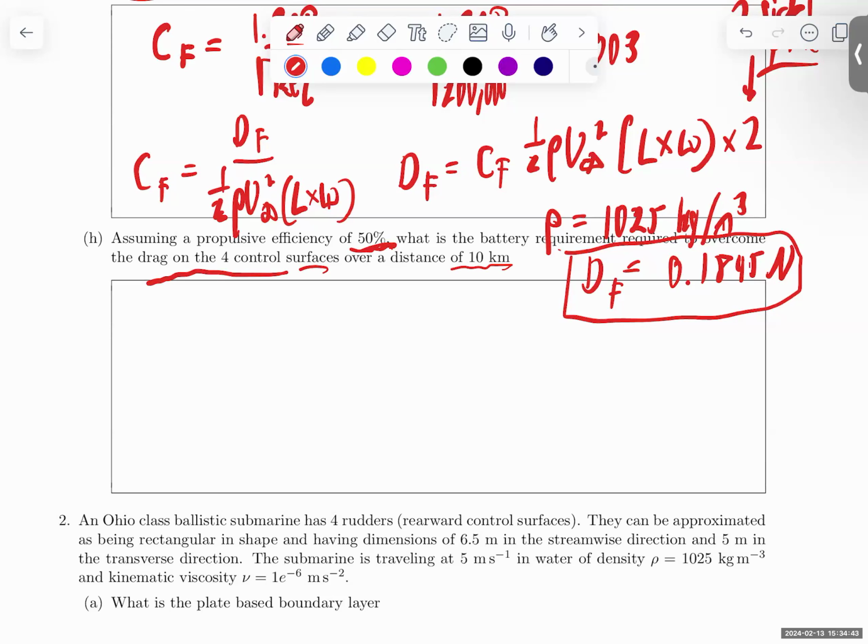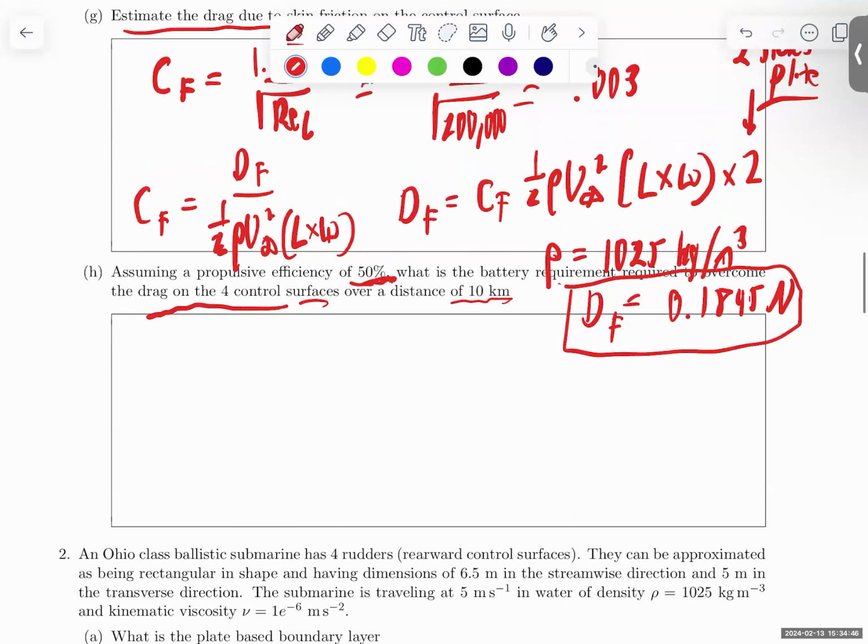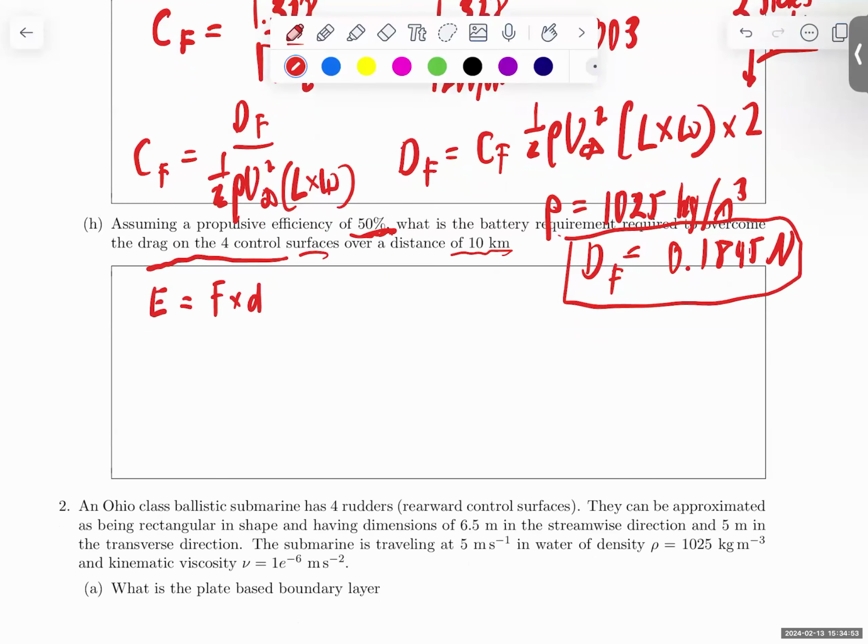All right, so we have energy equals a force times a distance. We've got a distance scale here, which is 10 kilometers. We can compute this as energy equals our drag force. I'll just put DF here, so that's the drag force on one control surface. I'm going to multiply that by 4 because there are 4 of them, so that's the total drag here. The distance is 10 kilometers, so that's 1e4 meters. 10 to the 4 meters is 10 kilometers.